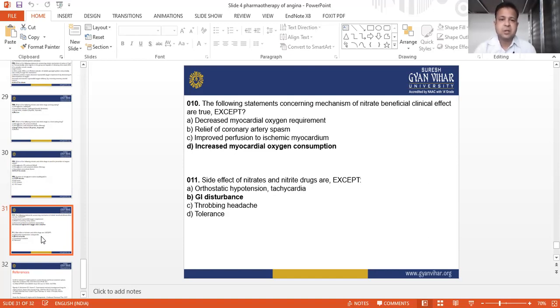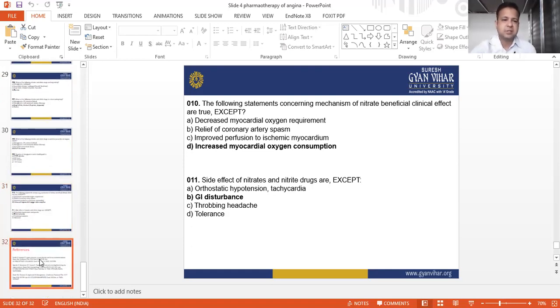Question 11. Side effects of nitrates and nitrite drugs are, except, A, orthostatic hypotension, that is tachycardia, B, GI disturbance, C, throbbing headache, and D, tolerance. So the correct answer is GI disturbance.